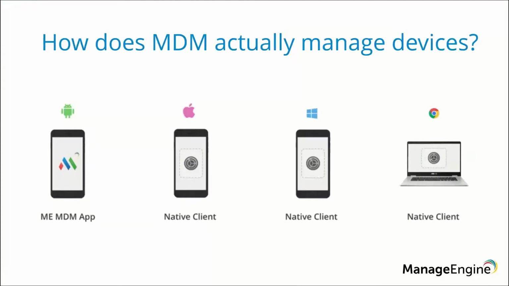And you might wonder, how does an MDM actually manage a device? From the architecture, you would also know this solution follows the client and server architecture. So you need to have an MDM profile or app installed on all the devices in order to manage. When it comes to Android, you necessarily need to have the MDM app installed. But when it comes to Apple, Windows, and Chrome OS, you need not install a separate application on the device. We just leverage the native OS client available on these devices, using which you'll be able to manage.